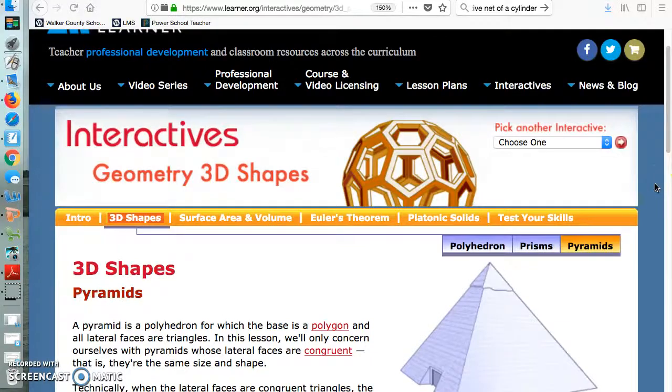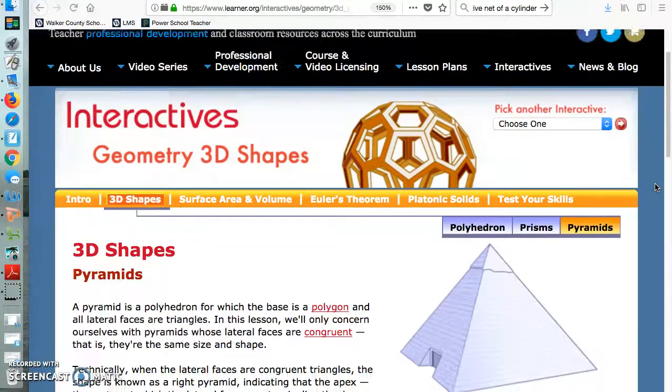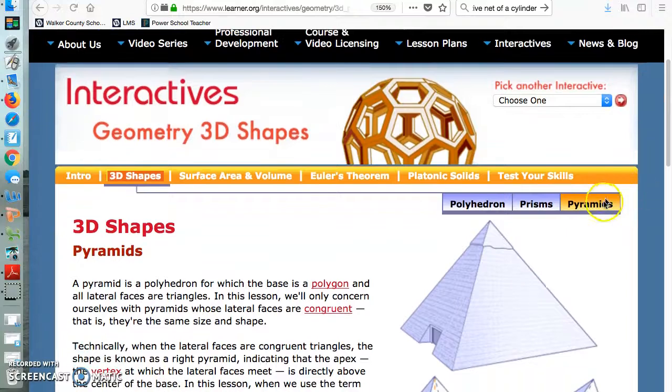Hey guys, so we're in the part of the geometry unit where we're going to start talking about 3D shapes. And so we're going to specifically talk about pyramids, prisms, and cylinders. So we need to know what those are. So we're going to start with pyramids.